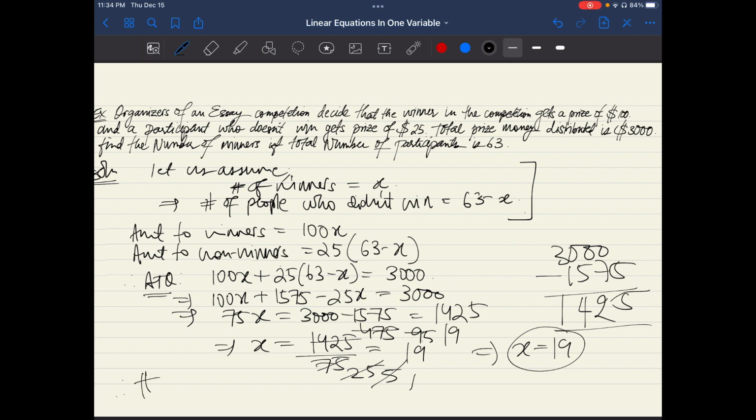Therefore, number of winners is X, which is 19.